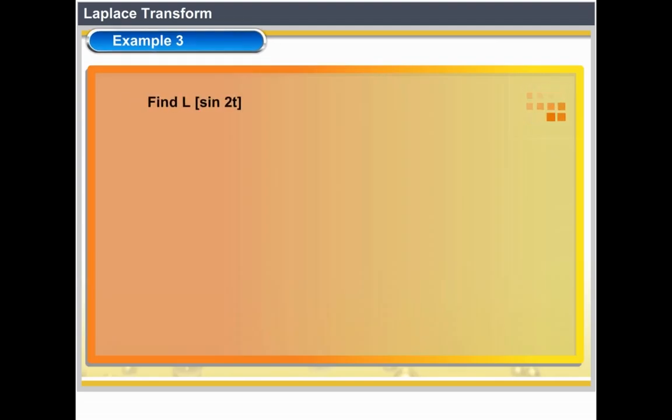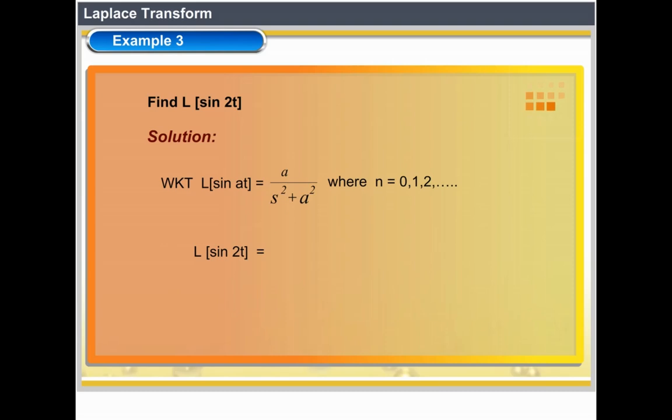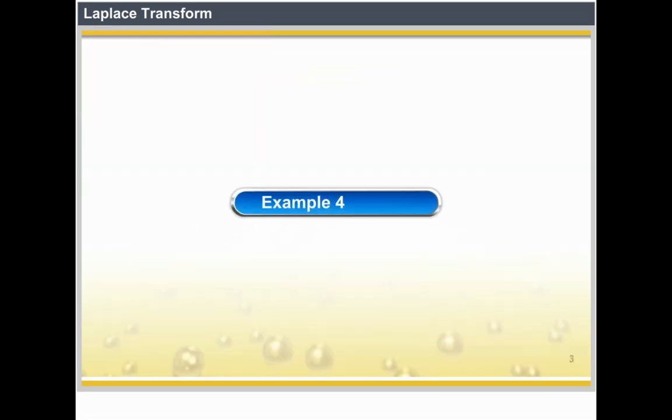Example 3. Find L of sin 2t. Solution: we know that L of sin at equals a divided by s square plus a square, where s is greater than 0. L of sin 2t equals 2 divided by s square plus 2 square, which equals 2 divided by s square plus 4. Here a equals 2. Example 4.